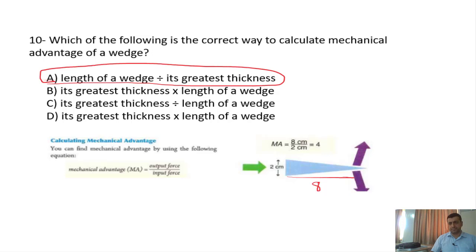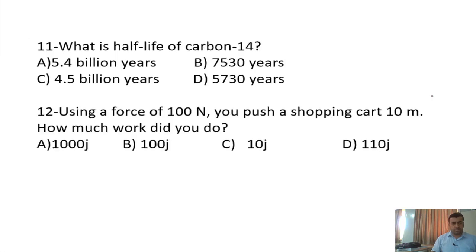So what is the half-life of carbon? As you remember, 5,730 years. This is one half-life of carbon. So the answer will be D.